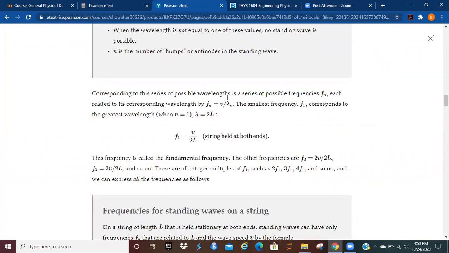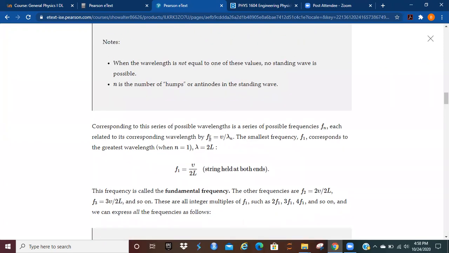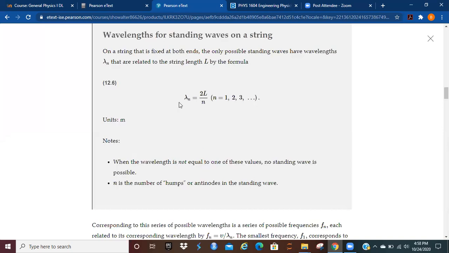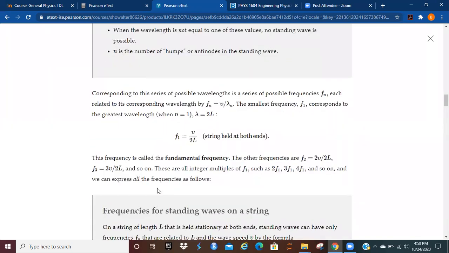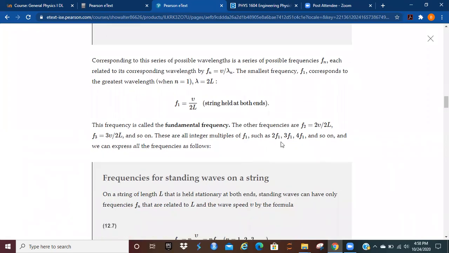So corresponding to the series of possible wavelengths is a series of possible frequencies. Since we knew that the frequency times the wavelength was going to be equal to the velocity, then we know that the frequency of n will represent this, because we know what the wavelength is and we know how to put it in here. So this frequency, f sub 1, is going to be called the fundamental frequency. The others are going to be multiples of that. And so all of these values are going to be integer multiples of this.